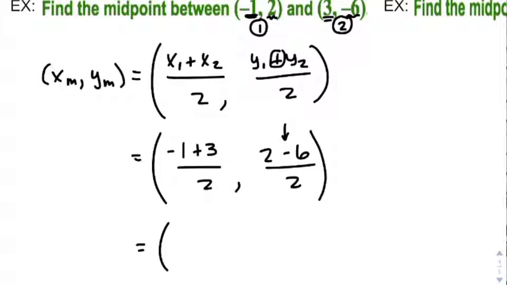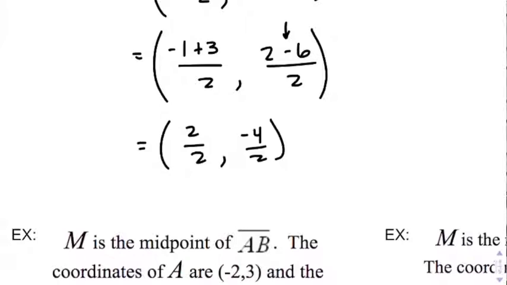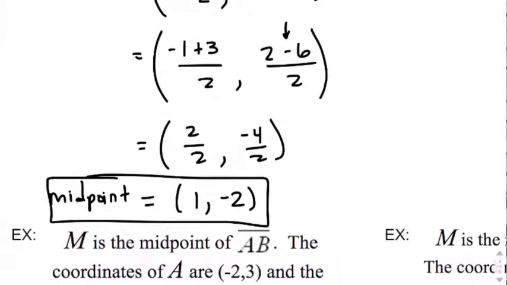So -1 plus 3 is just going to give us 2, and then 2 minus 6 will give us -4, over 2. We don't have to make these decimals, because these are reducible: 2 over 2 is 1, and -4 over 2 is -2. So our midpoint is going to be (1, -2).